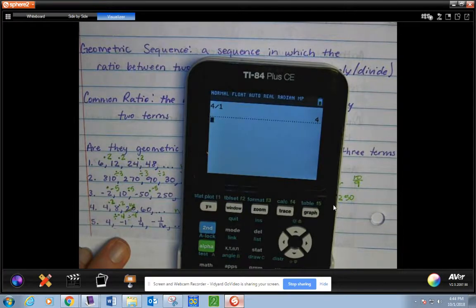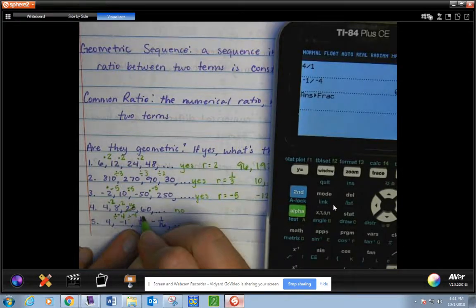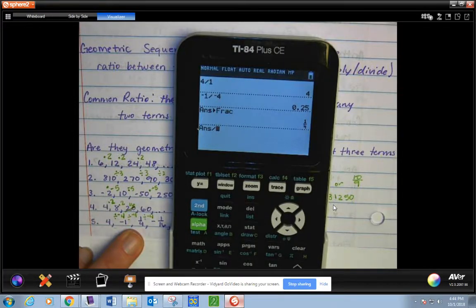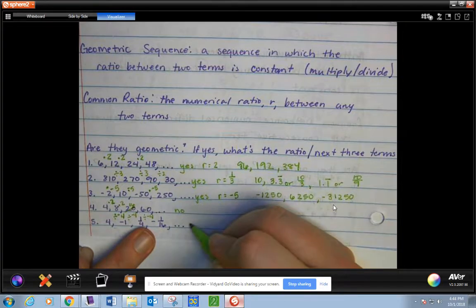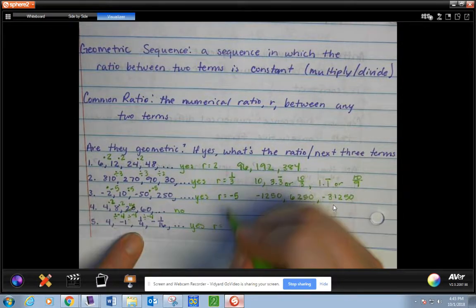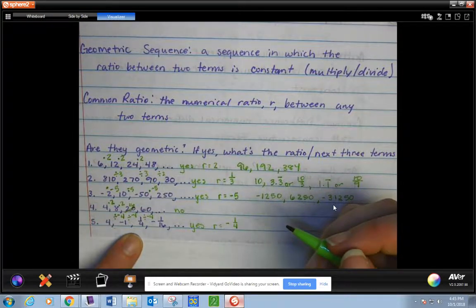So if I do -1 divided by -4 and I hit math, enter, that gives me 1/4, which is what I have. So let me try one more time. We're going to divide by -4. So I'm going to take that answer and divide by -4, which gives me -1/16, which is what comes next in my sequence. So therefore, yes, this is geometric. My ratio, since I am dividing, I'm going to keep the negative sign, but instead of putting 4, I'm going to put 1/4, because when we're dividing, we change it to a fraction.